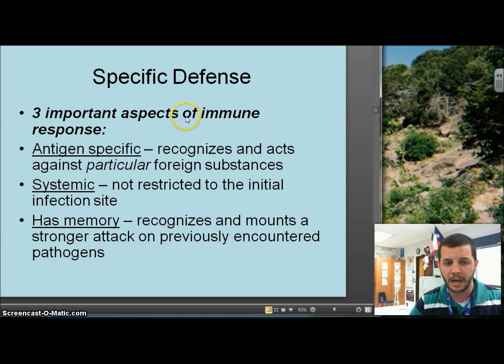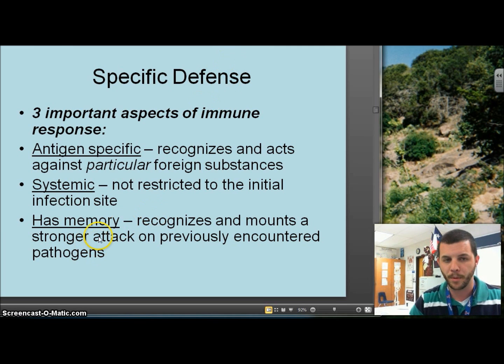The three important aspects of this are, first, that it's antigen specific, meaning that we have to recognize the antigen on the pathogen before we can do this kind of defense. Second, it's systemic, meaning it's not restricted to the infection site. It's not like the inflammatory response that we had earlier.